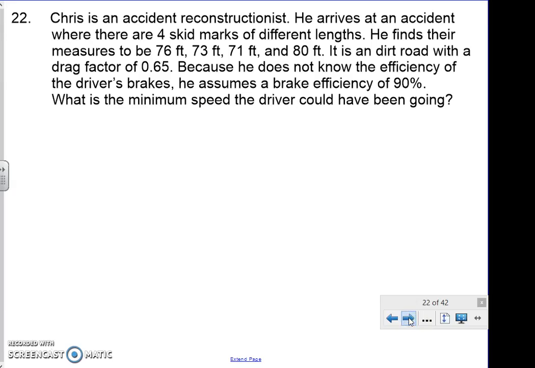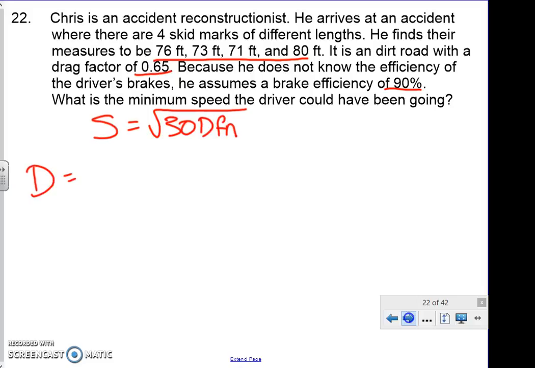All right, Chris is an accident reconstructionalist, arrives at an accident where there are 4 different skid marks of different lengths. It's a dirt road that has a drag factor of 0.65. He doesn't know the efficiency of the brake, so he assumes that they're at 90%. What is the minimum speed that the driver could have been going? So we've dealt with this before also. We had our formula as speed equals the square root of 30 times dfn. So D was my average skid distance.